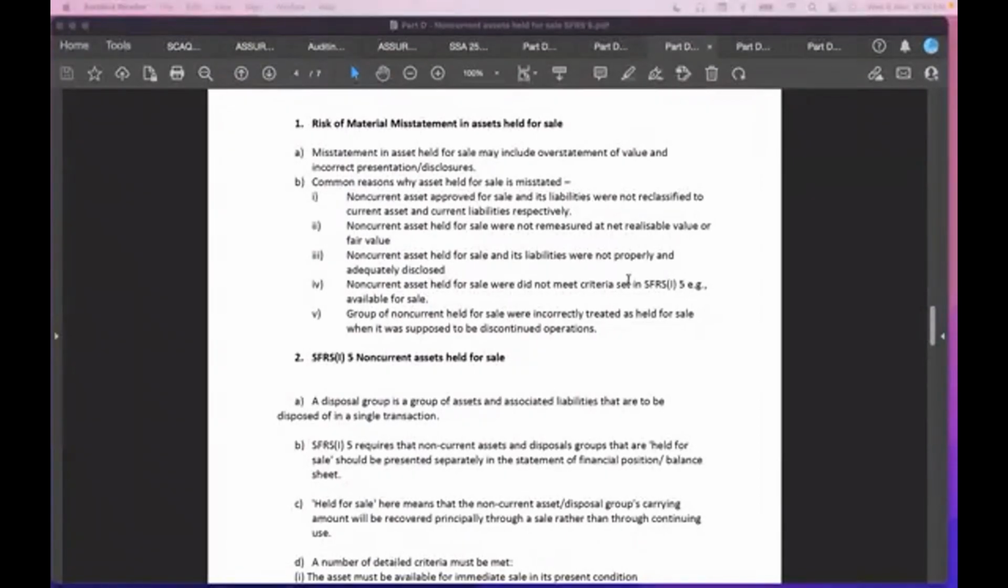A common reason why asset held for sale is misstated: the non-current asset approved for sale and its liability will not be reclassified to current asset and current liabilities respectively. If you're not very familiar with this reporting standard, just wait for a while. I will explain to you.